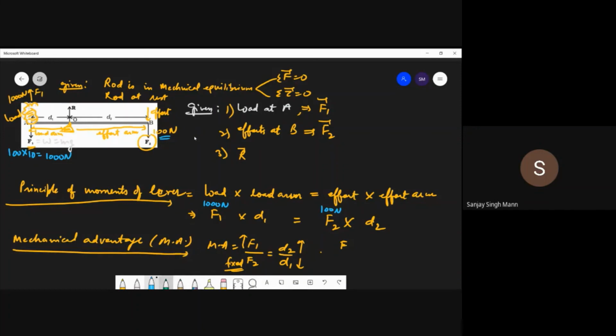So in which ratio do I have to divide D1 and D2? Of course, if this is X, this is 10X. Then only it will be 1000X equal to 1000X. So this is 10 times. Suppose the total length is 11 meters. Then I want this as 1 meter and this as 10 meters. So this side is 1 meter, and this side is 10 meters. Total length is 11 meters.